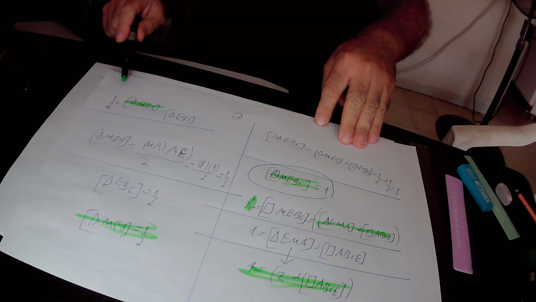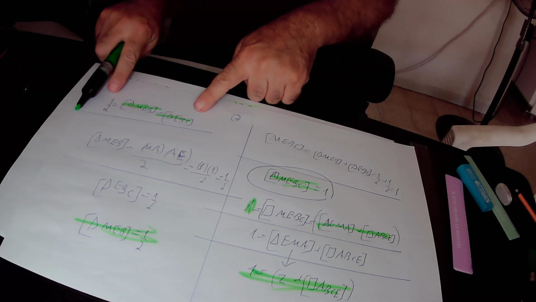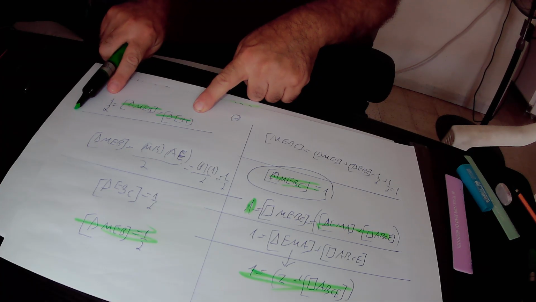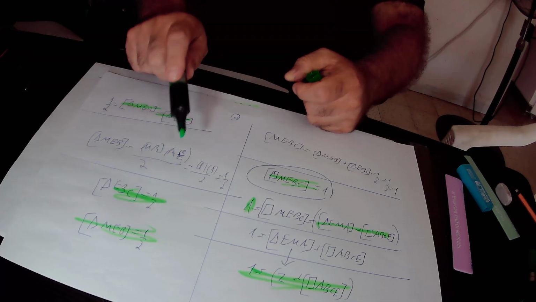From this equation, 1 half equals the area of triangle MEB, which equals the area of triangle EBC. We derive that the area of triangle EBC is also equal to 1 half square inch.